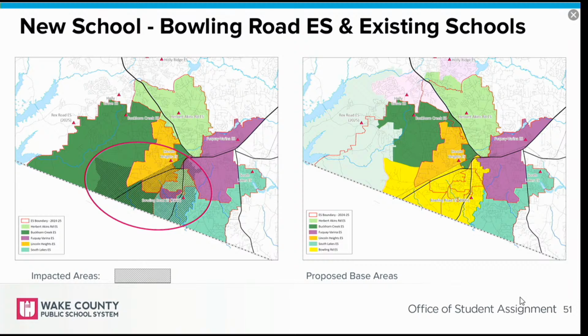The yellow represents a portion of Lincoln Heights Elementary that we're recommending become part of Bowling Road. And then the darker green is that portion of Buckhorn that we referenced earlier that we're recommending become part of Bowling Road Elementary. All of the cascading impacts were part of that other map, so this is just the focus on building an attendance area for Bowling Road Elementary.